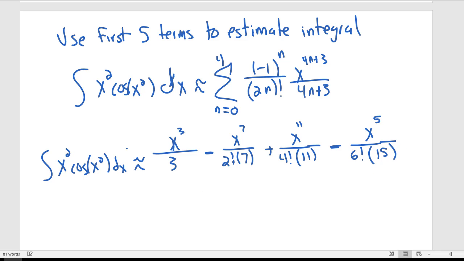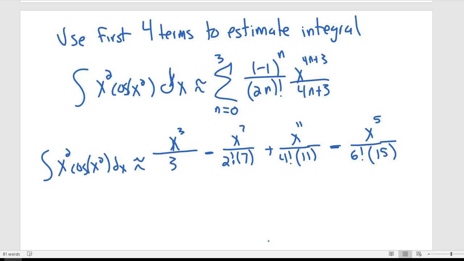You know what, let me do this because I'm out of paper. So I'm going to cheat. Let's use the first four terms. So if I use the first four terms, I'm going from 0, 1, 2, and 3. So I'm using the first four terms. There's my first four terms. All right.